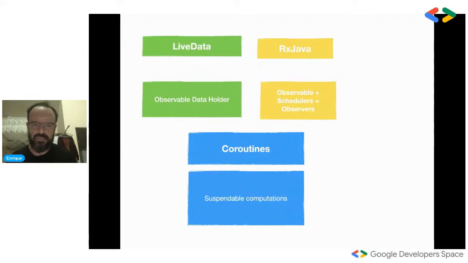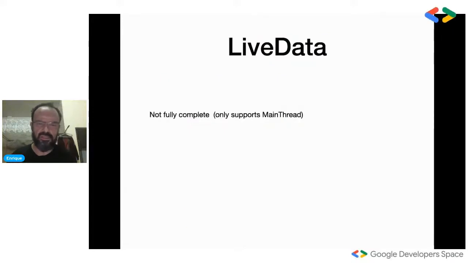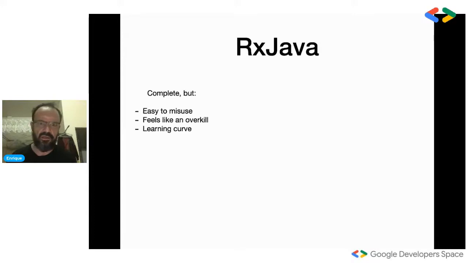Let's say that we have these three solutions at the moment: LiveData, using observable data holders; RxJava, using a combination of observables, schedulers, and observers; and then coroutines, which use suspendable computations. Why do we need so many solutions? Which ones should we be using, etc.? The thing with LiveData is that it's not fully complete, and only supports the main thread. RxJava is complete, but it's easy to misuse. It can feel like overkill sometimes. Why am I using this huge library that includes so many things?